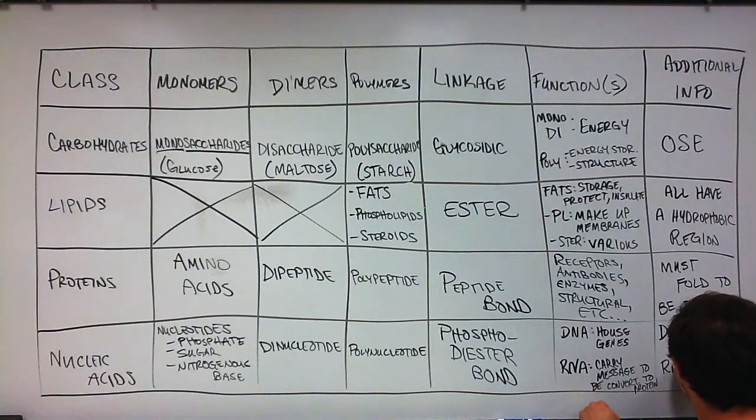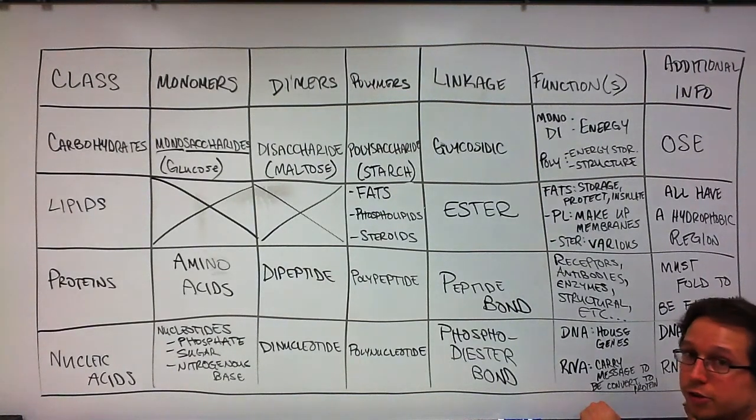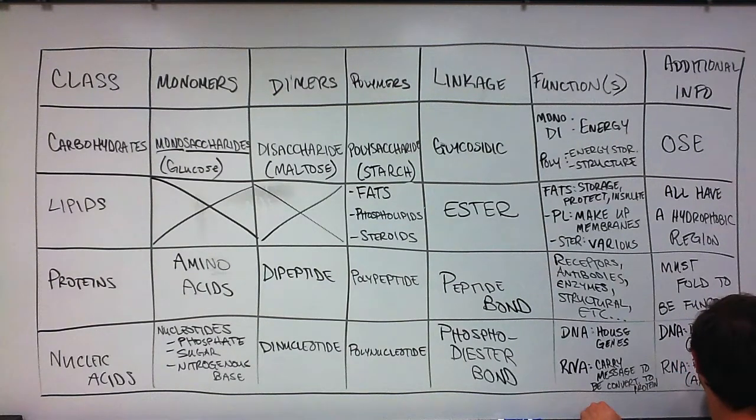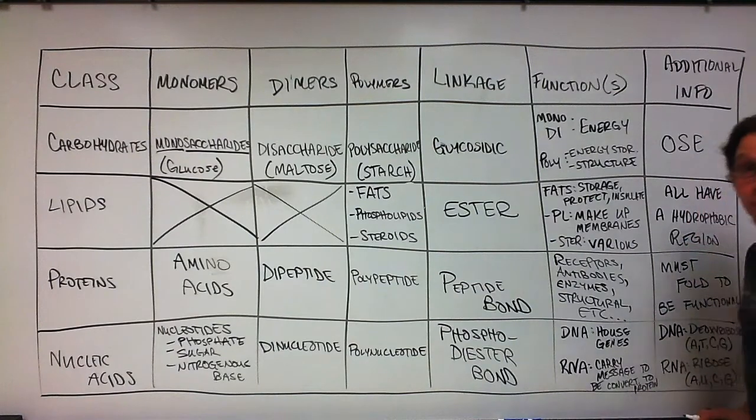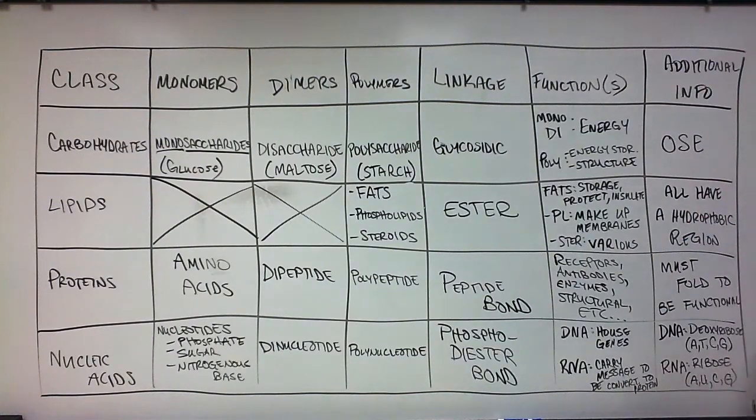In RNA, you're going to have a sugar called ribose, and the nitrogenous bases you're going to have are going to be called adenine, which pairs with uracil through 2 hydrogen bonds, and cytosine, which pairs with guanine through 3 hydrogen bonds. Okay? So this is our cheat sheet chart to go through the different classifications of biological macromolecules.